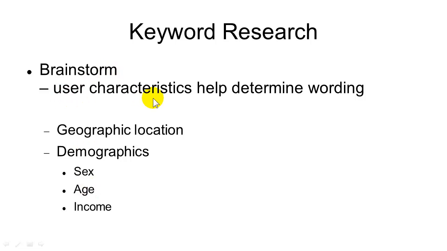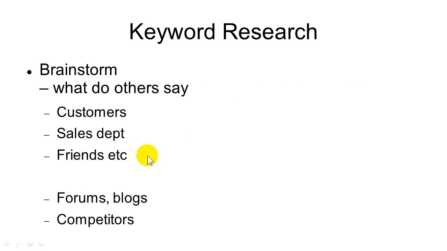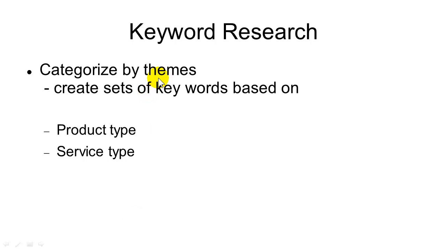So when you're brainstorming, the user characteristics help determine the wording of your phrases back to the user. You also might need to consider geographic location or demographics depending on the product and the terms. You might want to find out what other people say when it comes to a phrase, terminology used by the customer, sales department, friends. You could look onto forums, blogs, and even your competitors. Ultimately, you're going to categorize by themes and create keywords based on the product or the service.